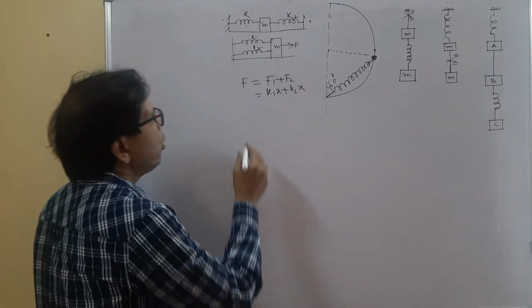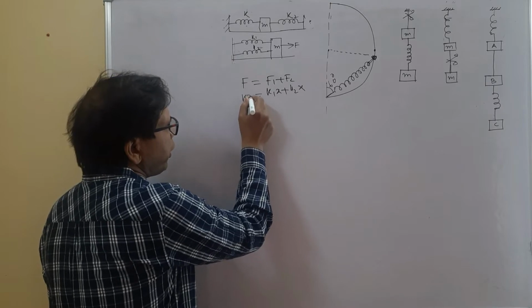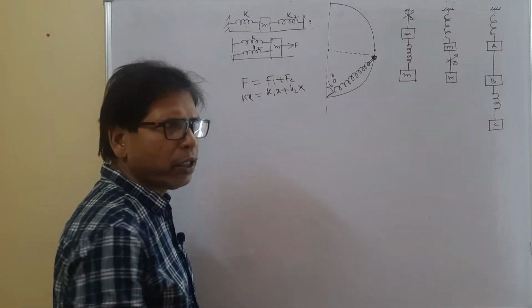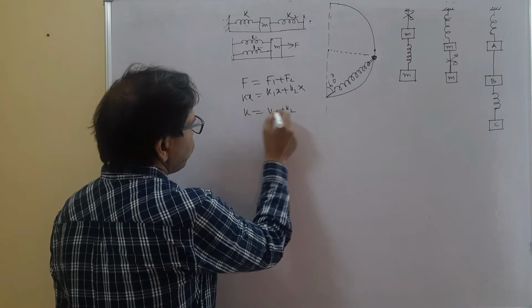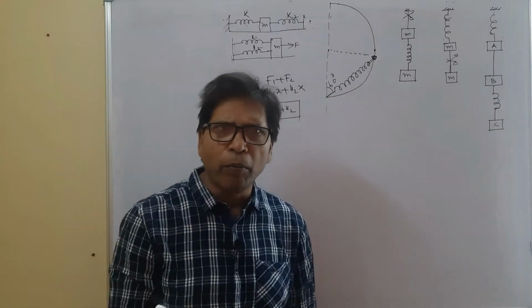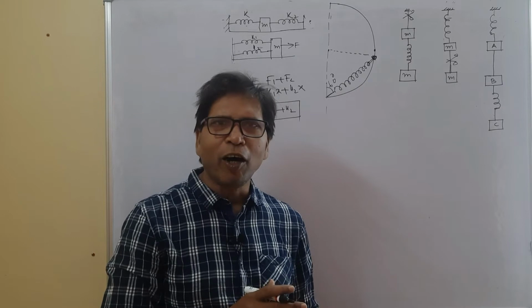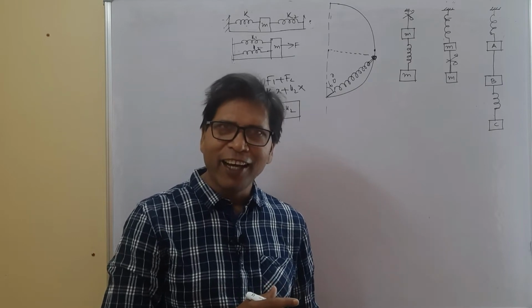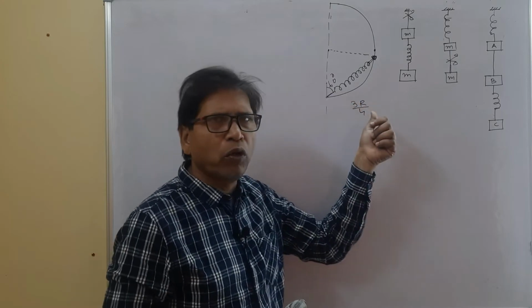Now the total force acting on the equivalent spring is F. So F equals k into x. Therefore k equals k1 plus k2. So the equivalent force constant in parallel combination is equal to the sum of the force constants of each spring. Okay, understand? The natural length of the spring is 3r by 4.